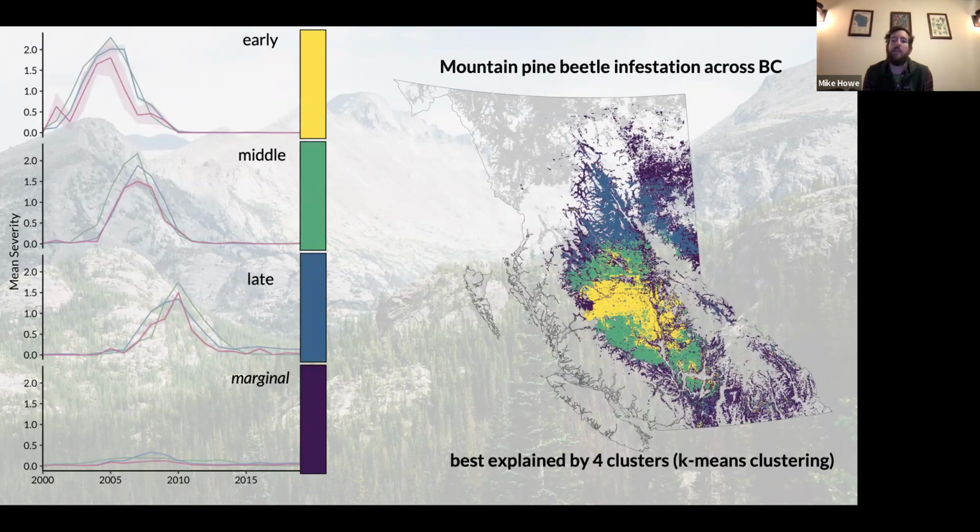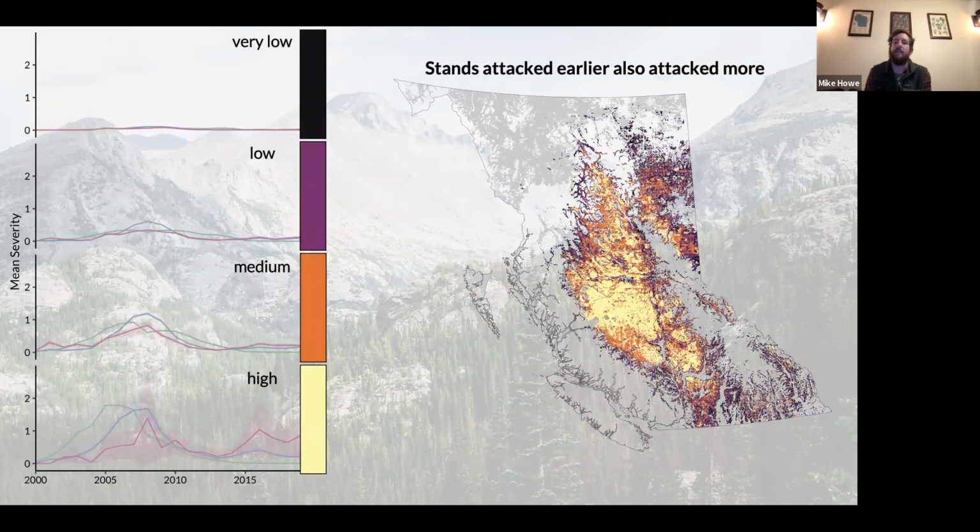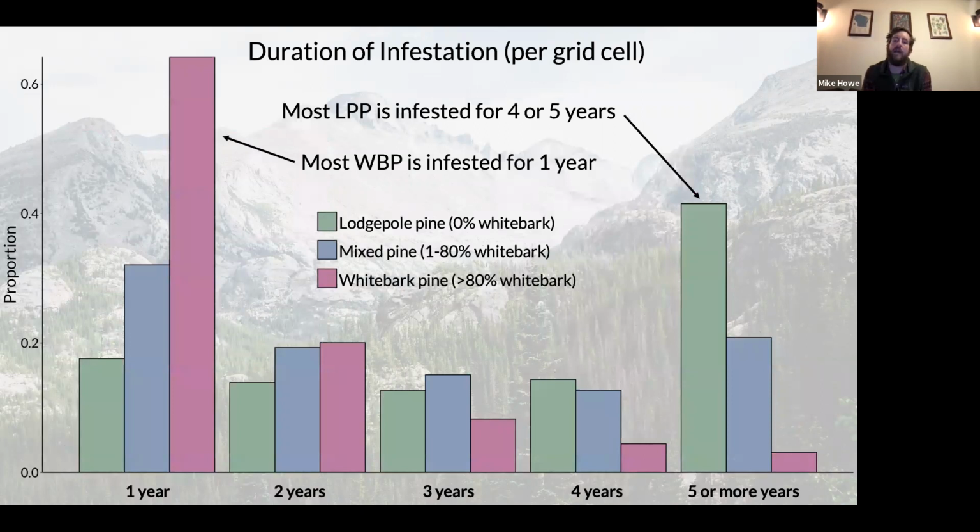Okay, so as I've already shown a little bit, mountain pine beetle activity in BC exhibits this strong bullseye pattern where activity or the outbreak was initiated in this central part of BC and spread rapidly throughout the province. And it turns out when we look at what areas were hit hardest, we see that stands that were attacked earlier also generally had a greater severity of infestation.